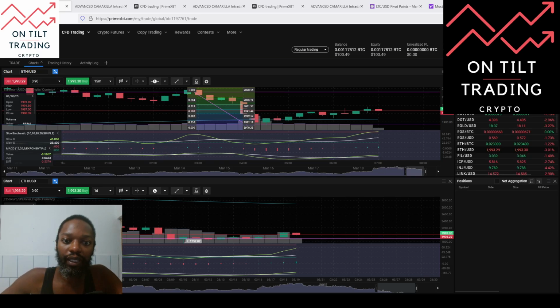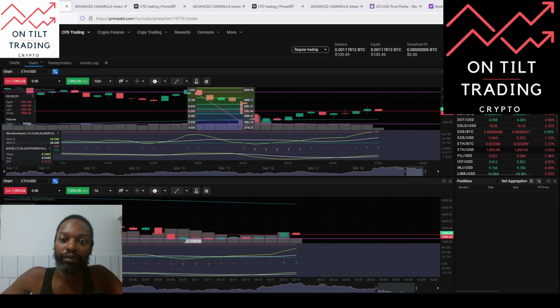This is a candlestick area up here. This is a volume profile. This is a slow stochastic indicator. This is the MACD indicator. These purple lines that you see here, these are Camarilla pivot points. This is Camarilla pivot point S3. This is Camarilla pivot point S4.